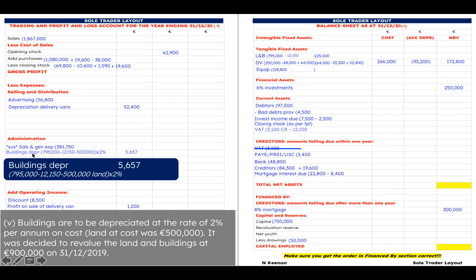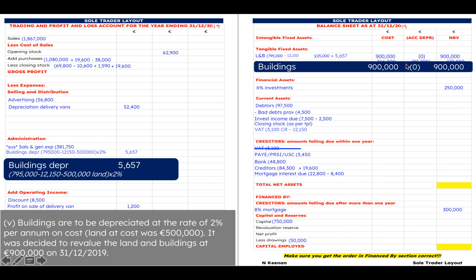So we go to admin expenses and we'll have our buildings depreciation. We'll have our 975 minus our 12,150, and we're going to minus the land here because we do not depreciate land. And then we multiply that by 2%. So we get €5,657, which we will add then to the accumulated depreciation up here.